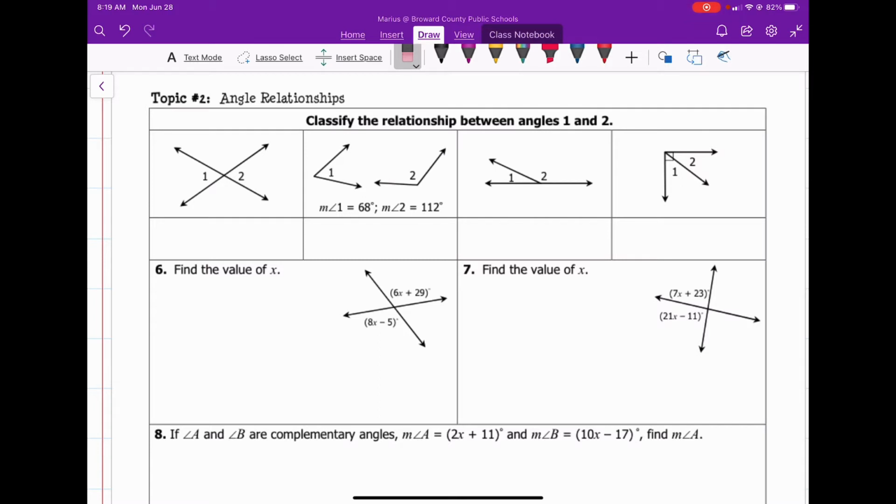Welcome back, and today we're going to do another geometry lesson, and we're going to review angle relationships. So let's go ahead and jump on in.